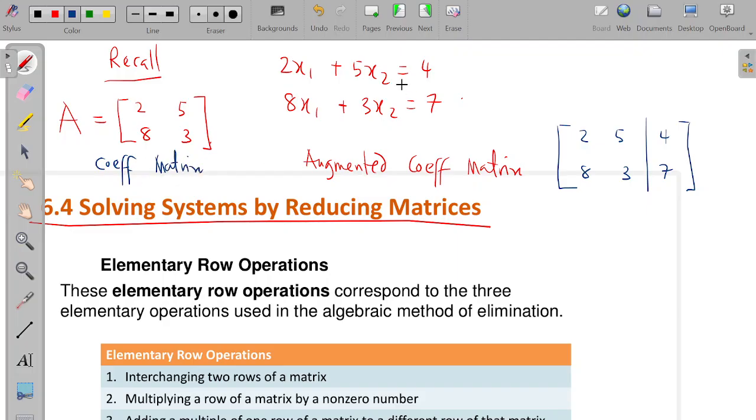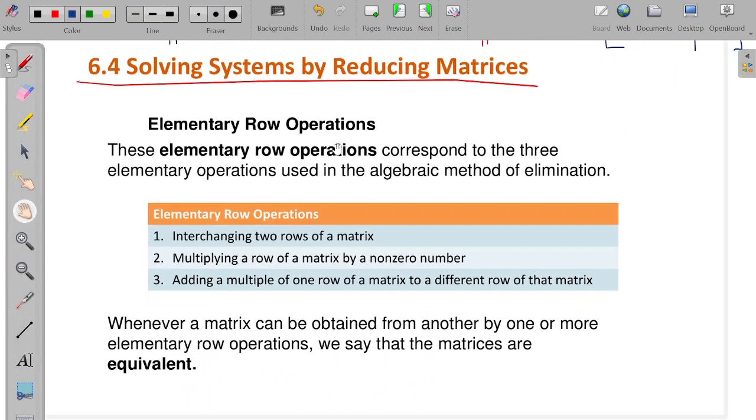So first you need to bring out the augmented coefficient matrix from your system of equations, and then you can perform what we call elementary row operations on it. Elementary row operations have 3 rules. Number 1, you can interchange 2 rows of a matrix.